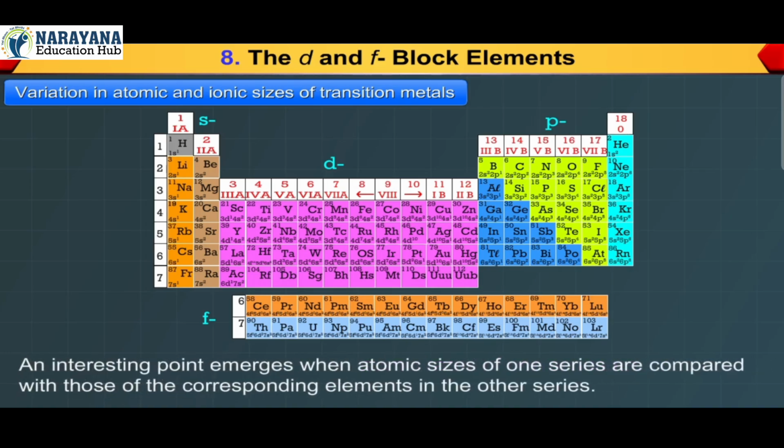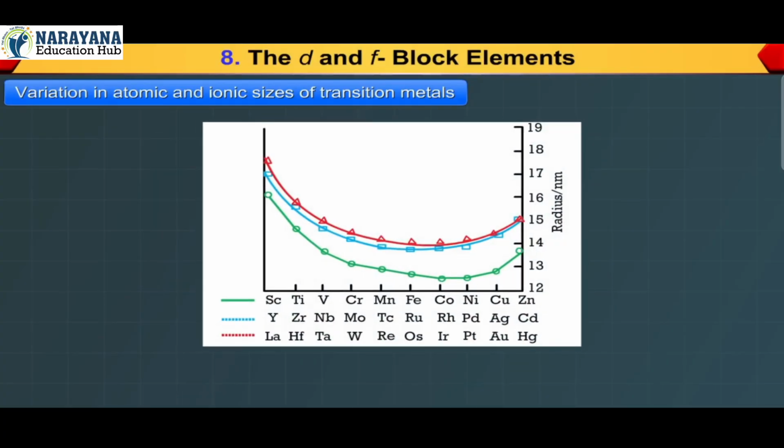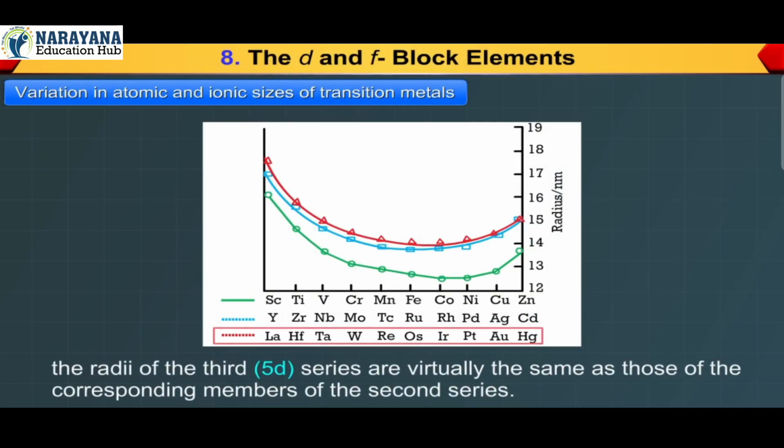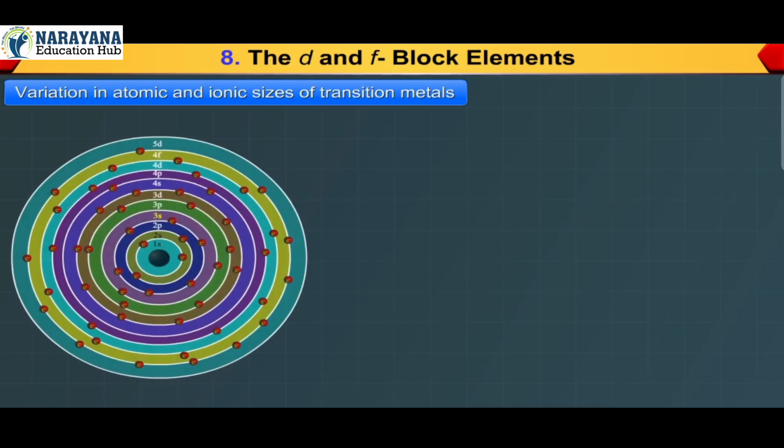An interesting point emerges when atomic sizes of one series are compared with those of the corresponding elements in the other series. The curves in the figure show an increase from the first 3d to the second 4d series of the elements, but the radii of the third 5d series are virtually the same as those of the corresponding members of the second series. This phenomenon is associated with the intervention of the 4f orbitals, which must be filled before the 5d series of elements begin.